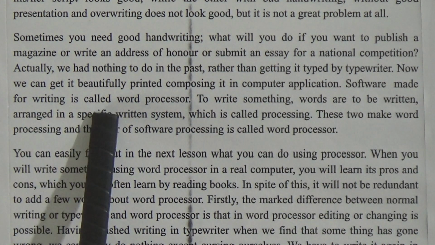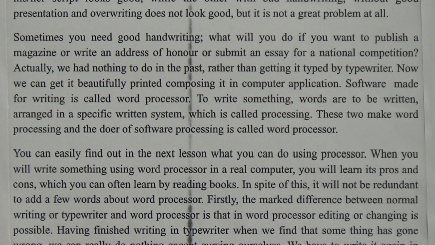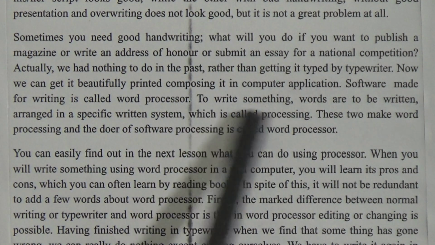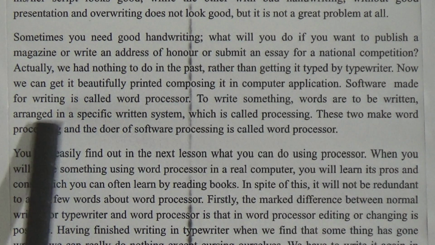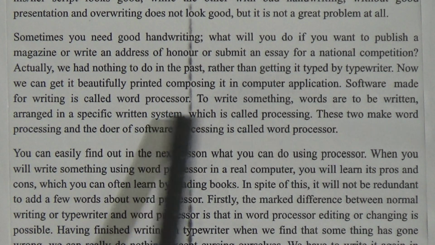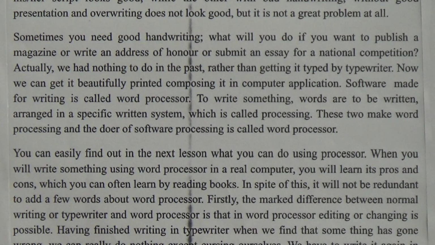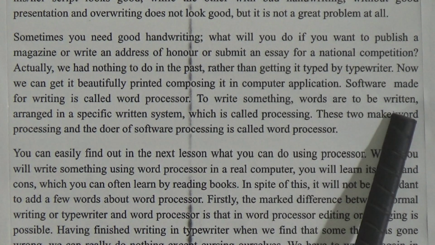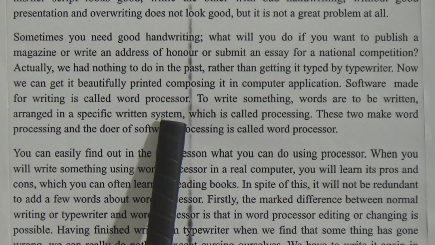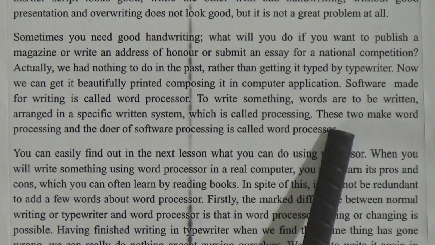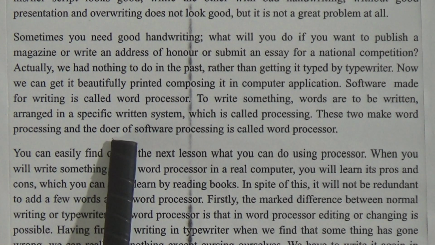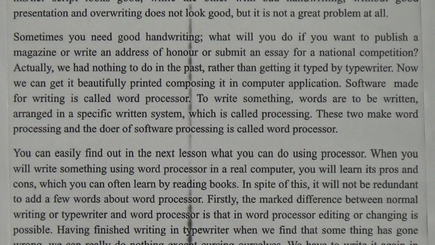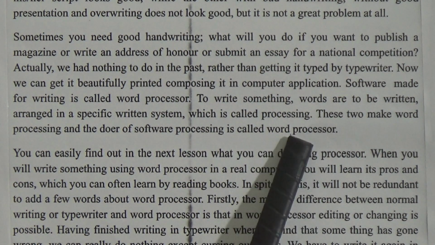Software made for writing is called a word processor. So what is a word processor? Software made for writing is called a word processor. To write something, words are to be written, arranged in a specific written system, which is called processing. These two make word processing, and the software for word processing is called a word processor.